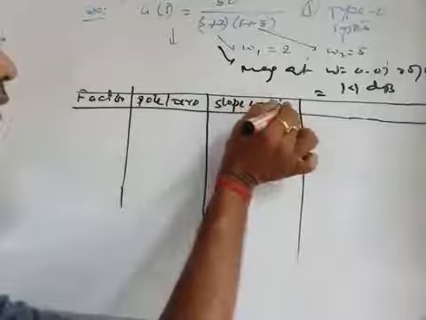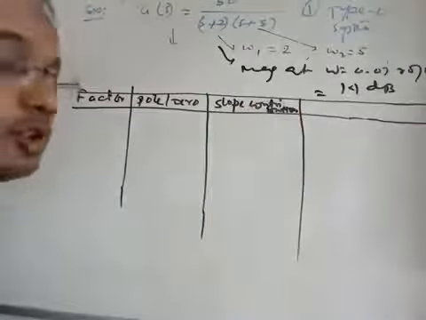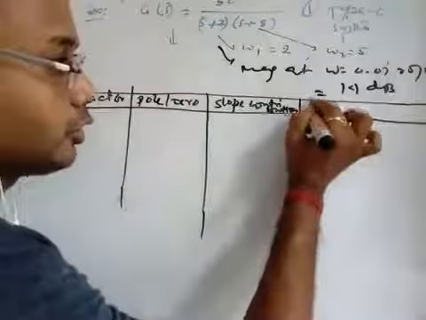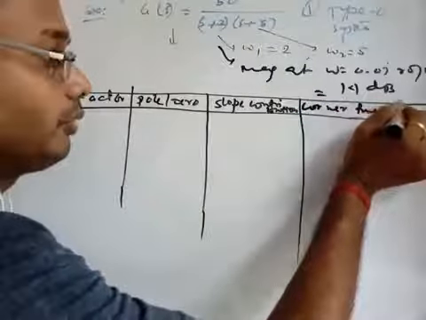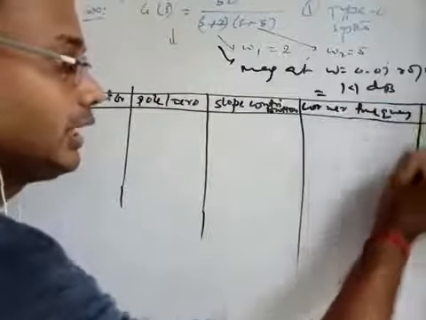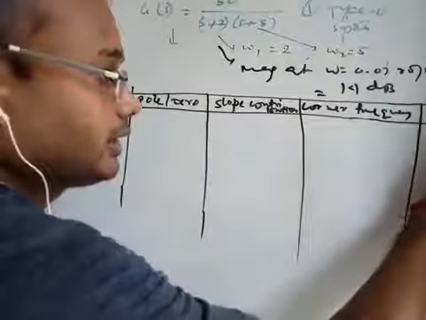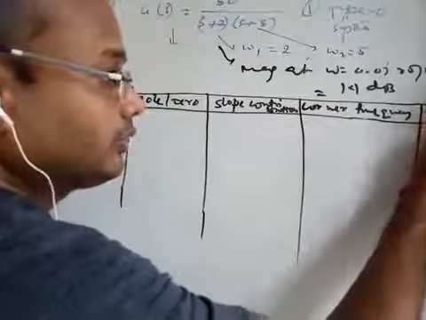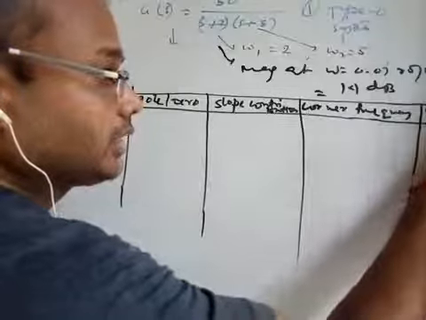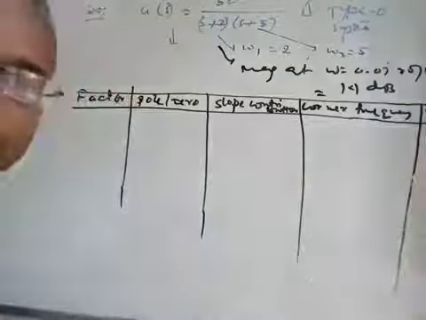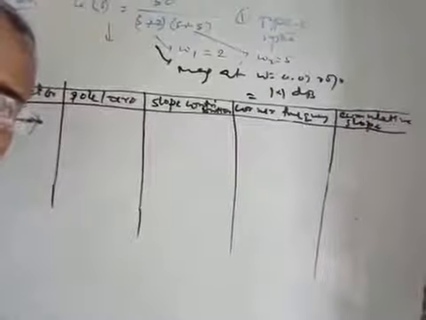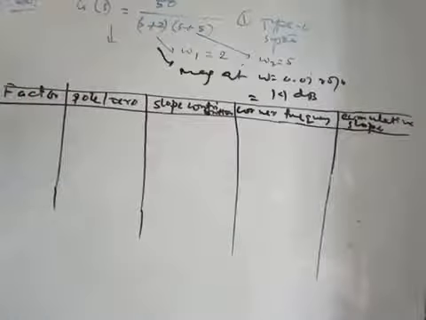This is the slope contributions, and each of the terms will have some corner frequency. And next is the cumulative, we may call it cumulative slope, right? So these are the total contents.